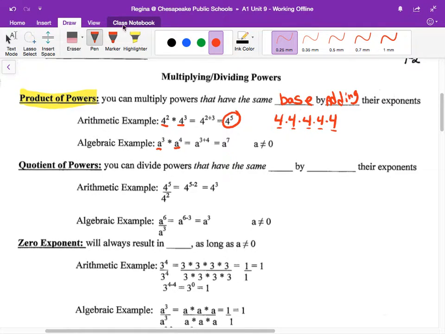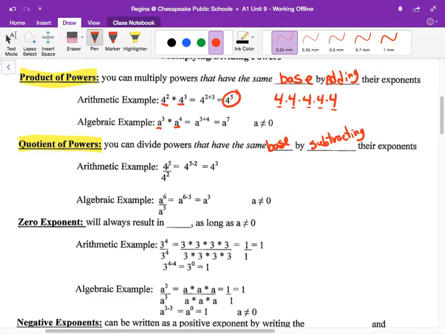Let's look at the quotient. Quotient means divide. So the rule says that you can divide powers that have the same base. Remember they have to have the same big bottom number, but this time with quotients, we're going to subtract the exponents. So here's your fraction. Remember, division is a fraction. We have 4 to the 5th on the top in the numerator, and 4 squared in the bottom denominator. So we're just going to do 5 minus 2, and we have 4 to the 3rd power.